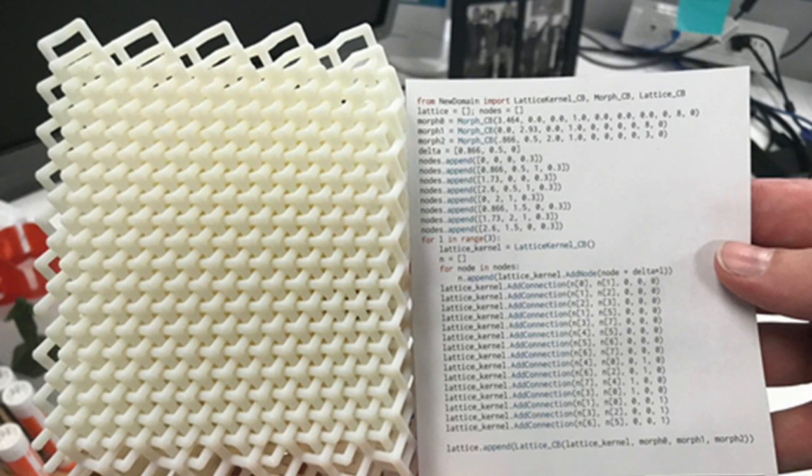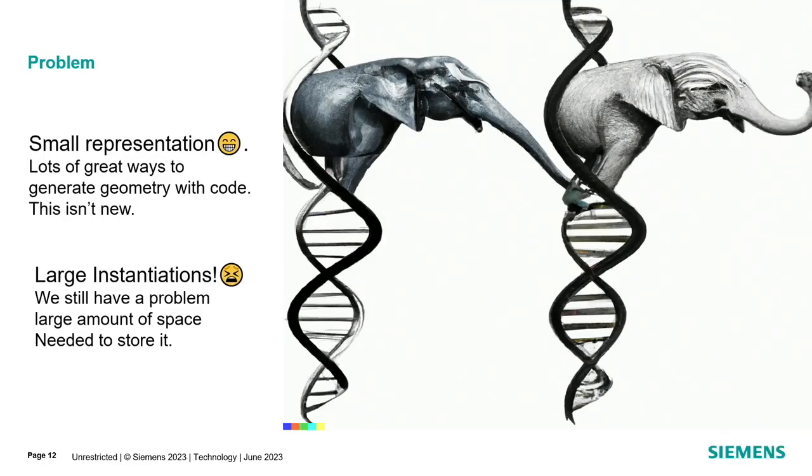So I may be new with ChatGPT, but I have DALL-E down pretty good. I asked DALL-E, okay, show me the difference between DNA and elephants, and this is kind of what I got. This program representation is a lot like DNA, right? The DNA is the program for how to build an elephant.